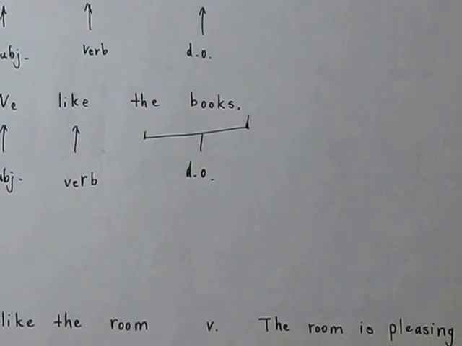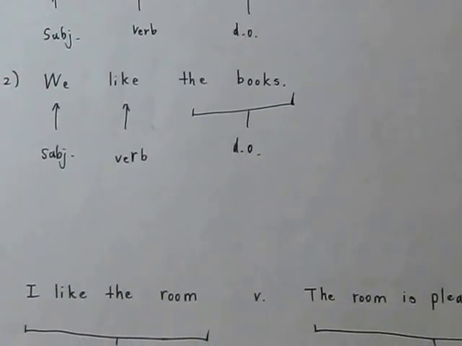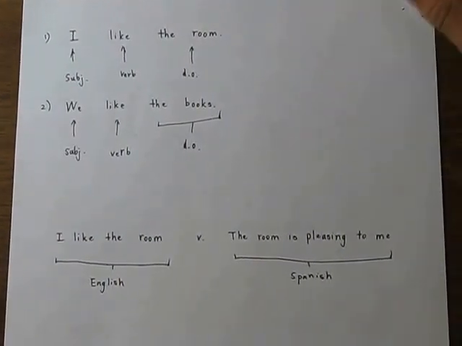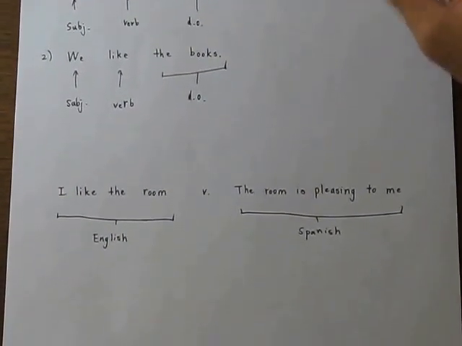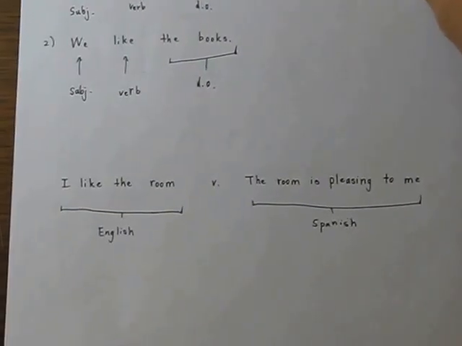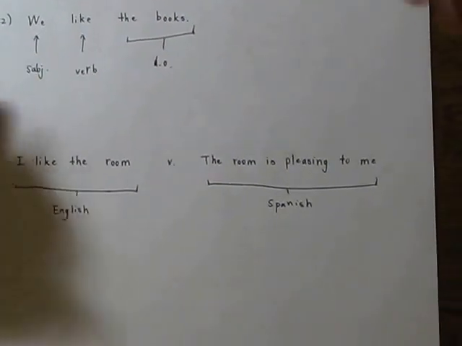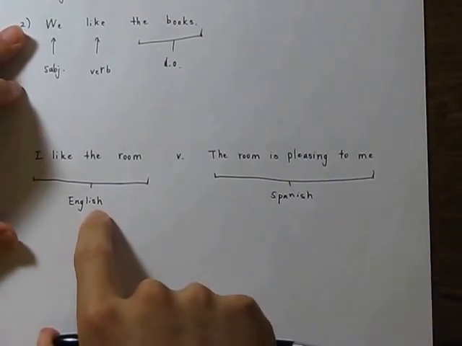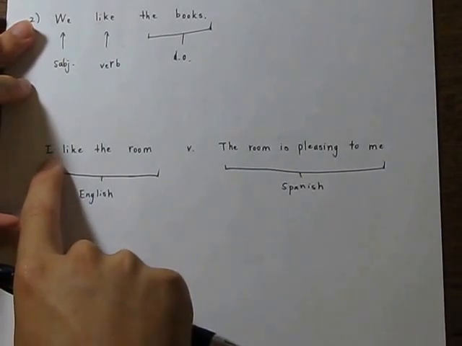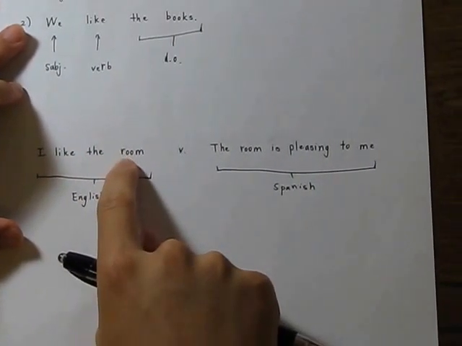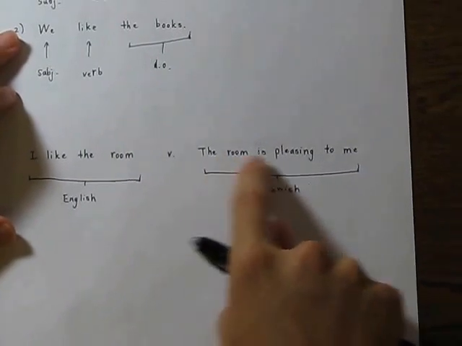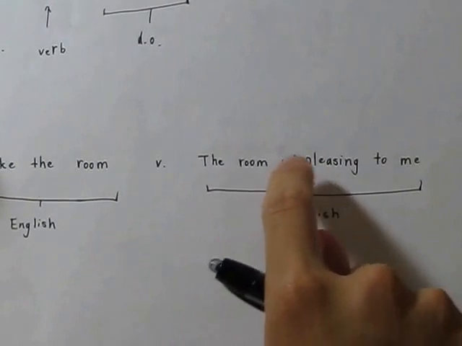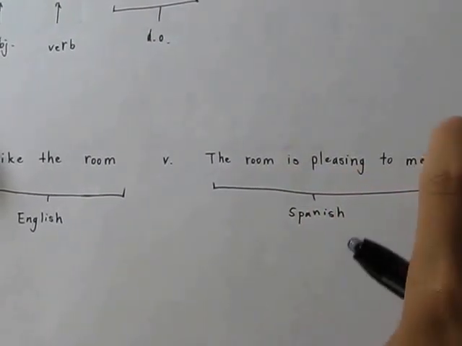In English, it is correct to construct a sentence in which the subject likes the direct object, as we have seen in the examples. However, in Spanish, this never occurs. The Spanish language requires a different form of construction. So here's the same sentence as the one above. I like the room. This is how you would write it in English, because you have the subject, verb, and the direct object. But in Spanish, you would say the room is pleasing to me, in which the subject is the room, the verb is pleasing, and the direct object is me.